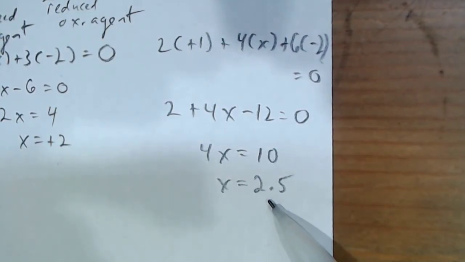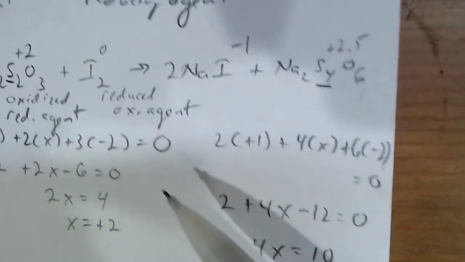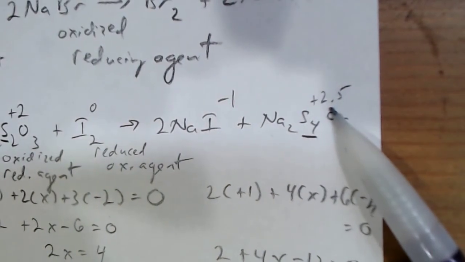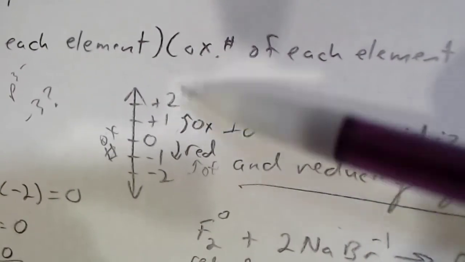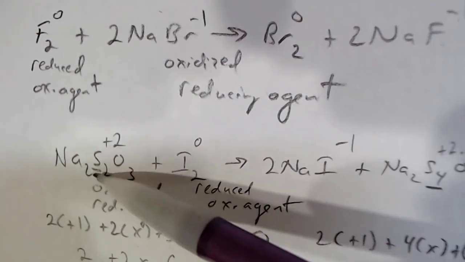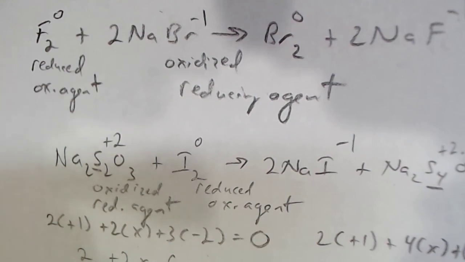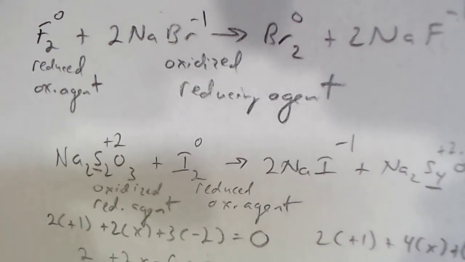It's 2.5. All right, so you see that sulfur goes from +2 to +2.5. It became more positive. So going up, it must be oxidized. Hence, sodium thiosulfate is a reducing agent. That's all on that one.